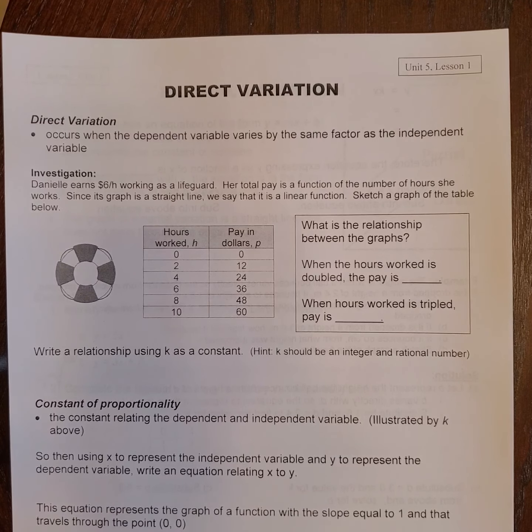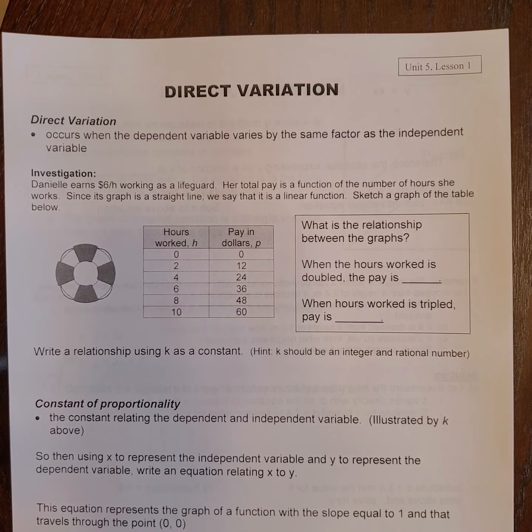variation. So a direct variation occurs when the dependent variable varies by the same factor as the independent variable. So I want to just highlight these two terms. So remember, your independent variable is your x-axis and your dependent variable is your y-axis. And when it varies by the same factor, what that means is that it's going to form a straight line.